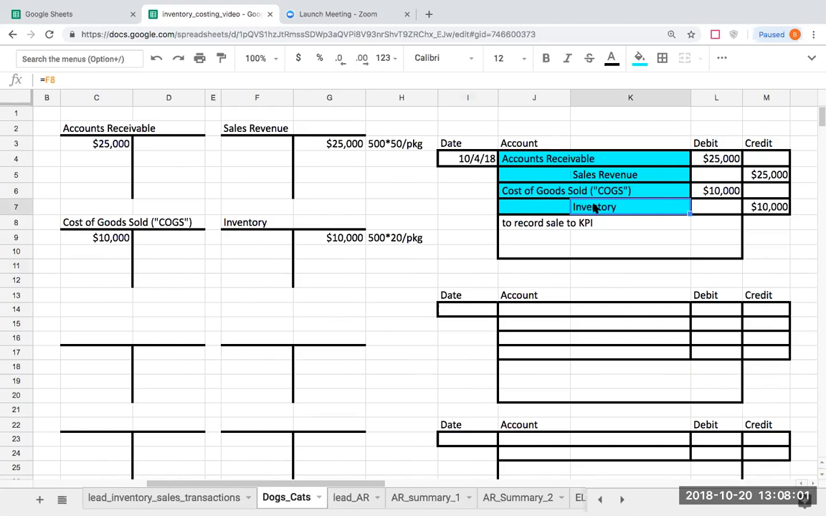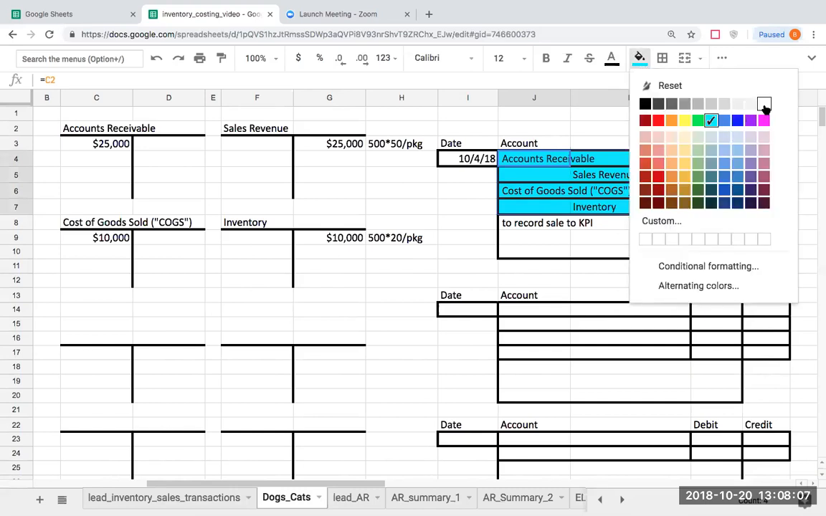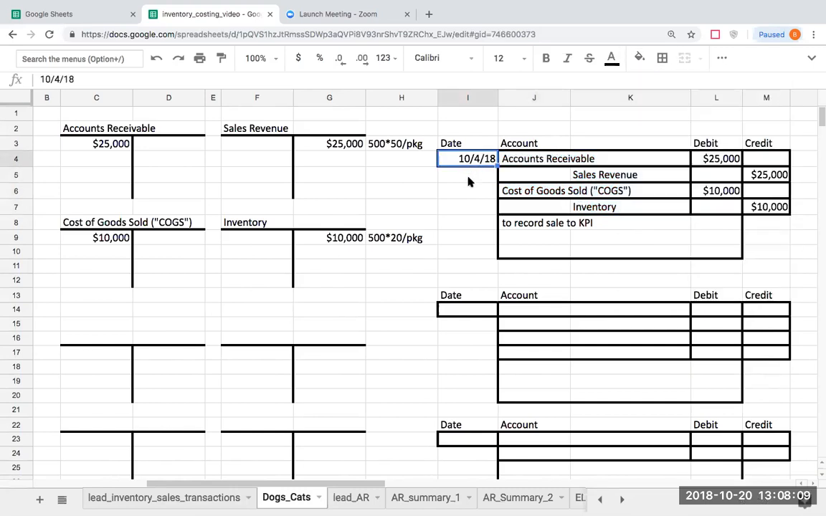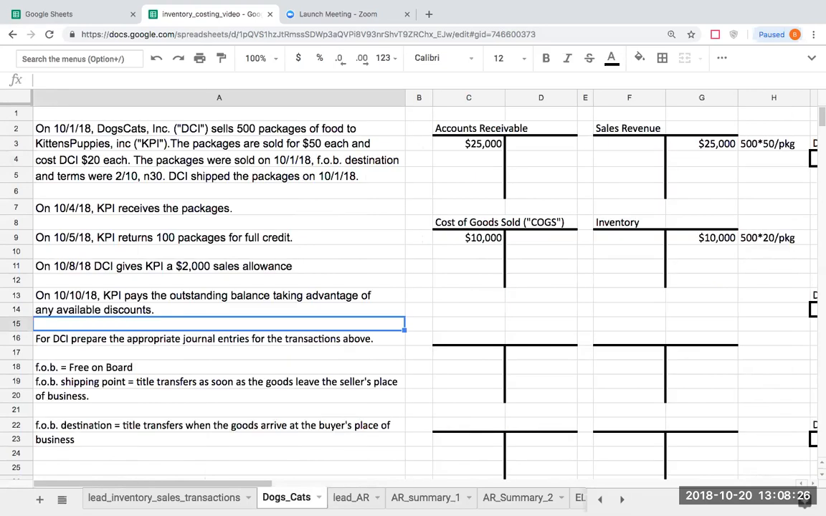Is this a good thing to memorize? Absolutely yes. Very, very important. Now, the one thing that will change is the date, because if it's FOB shipping point, we record it at the date of shipped. If it is FOB destination, we record the transaction when it arrives at the buyer's place of business. So let's get to the next one.